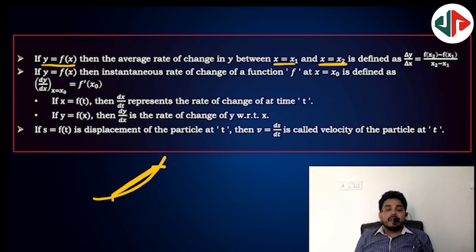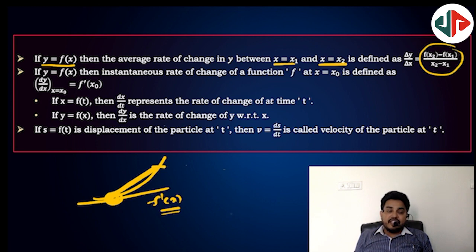But if I want to talk about at the instantaneous, at this point, what is the rate of change in the functional value y, you need to go for f dash of x. So this slope of the curve gives us the average, but if I want the instantaneous change in f of x, you have to go for the differentiation.